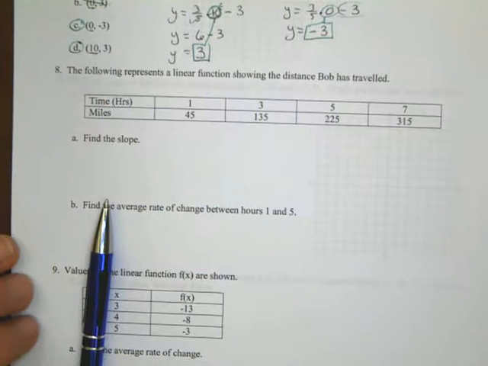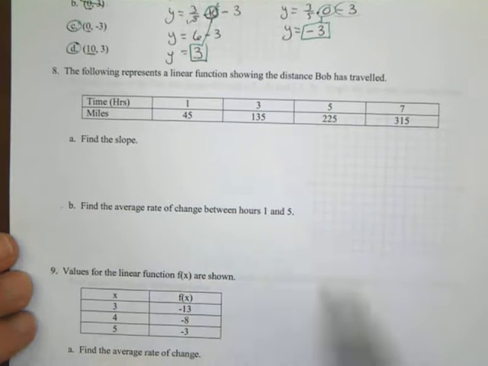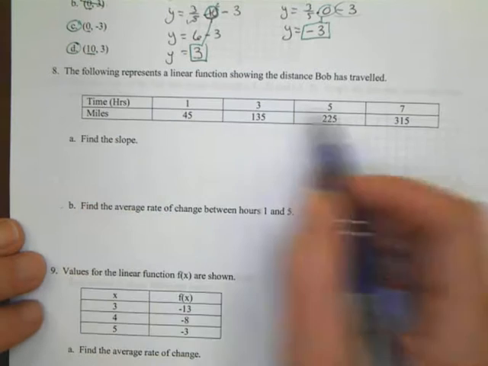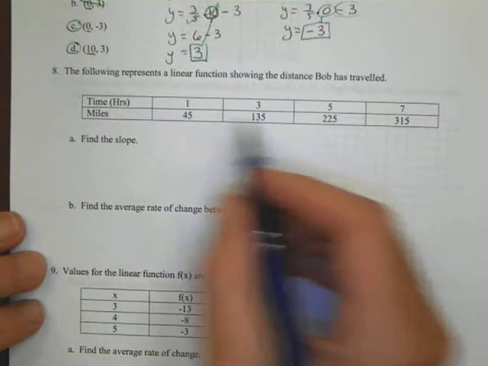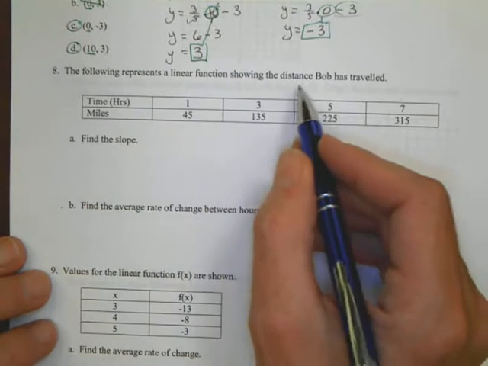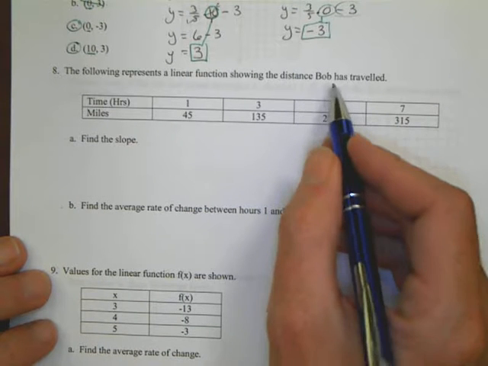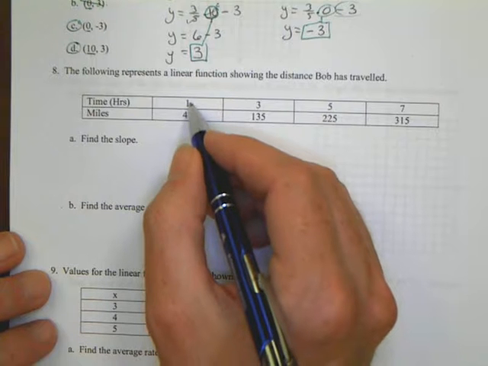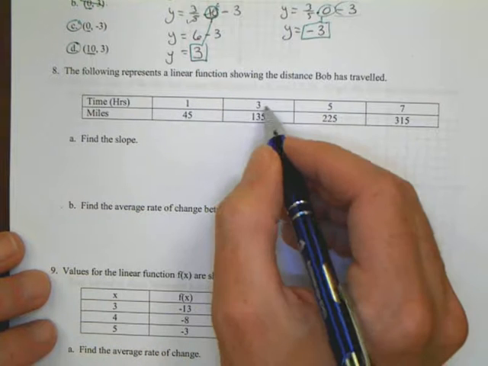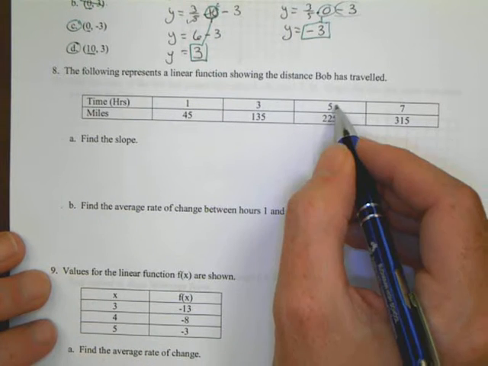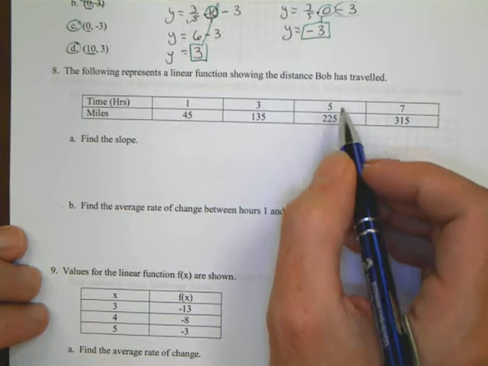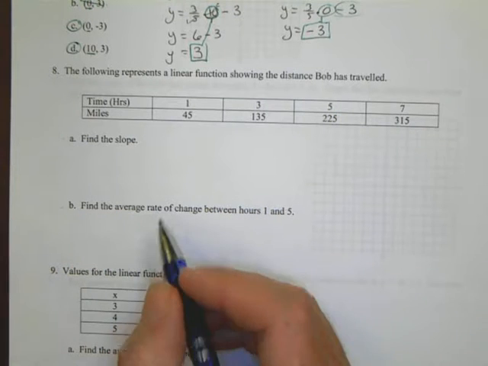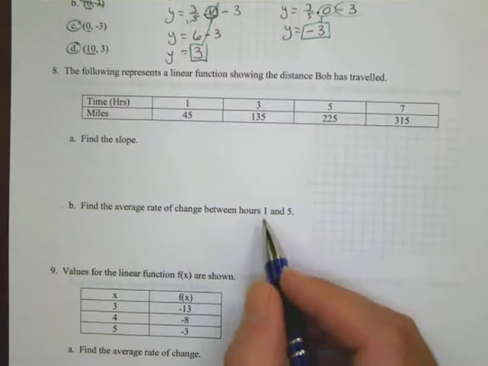Alrighty, number 8. Number 8 is a great one. We're looking at a linear function, determining whether it is a linear function. It says that it is, showing the distance Bob has traveled in hours and miles here. So we have him from 1 hour, he goes 45 miles, 3 hours, 135, 5 hours, 225. It wants me to find the slope and the average rate of change between 1 hour and 5 hours.